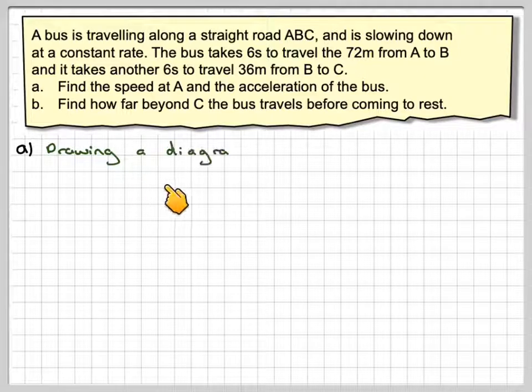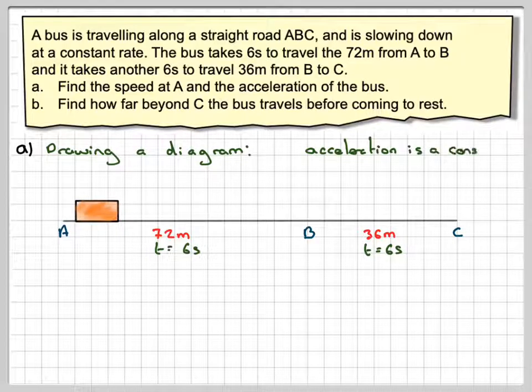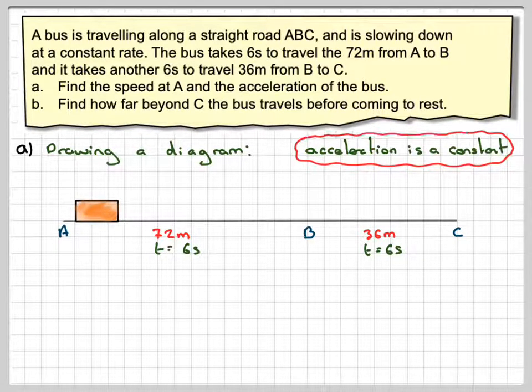So drawing a diagram. It's always good to draw a diagram in a mechanics problem. So we're going to mark on A, B, C. This is the bus. We know from A to B is 72 metres, and from B to C is 36. The time will be 6 seconds for that part and 6 seconds for that part. And we know the acceleration is constant, so we can use the SUVAT equations.